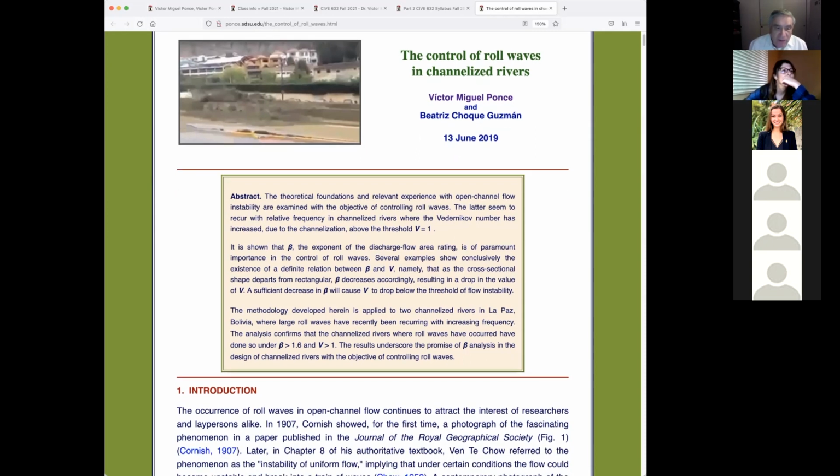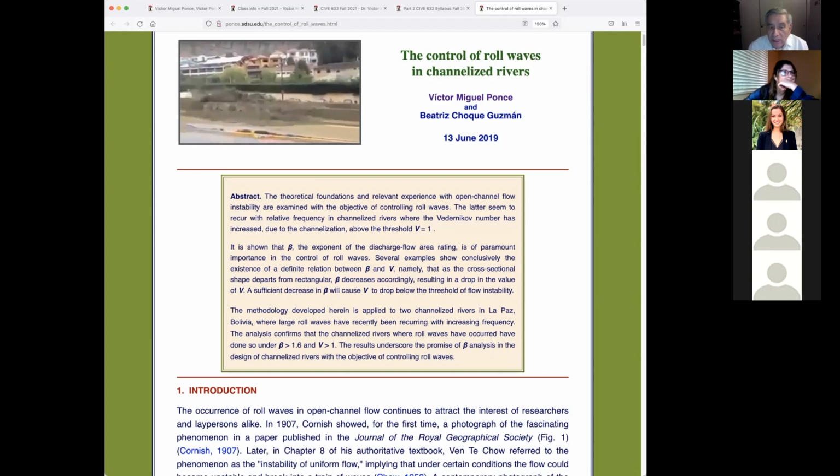Okay, so I go in here into the abstract. The theoretical foundations and relevant experience with open channel flow instability are examined with the objective of controlling roll waves. The latter seem to recur with relative frequency in channelized rivers where the Vedernikov number, remember, the river has to be channelized, made uniform, prismatic, in order for this to happen. In a channel that has not been channelized, roll waves do not happen for reasons that ought to be obvious. The friction goes up, the cross section helps. The cross section is not prismatic, and it helps to control the roll waves.